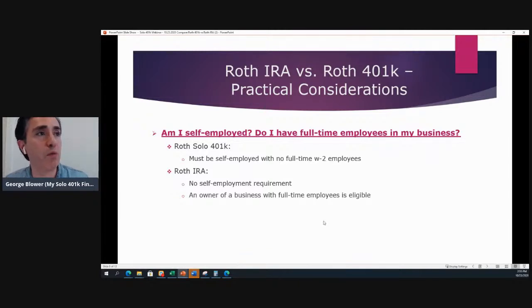We'll start to go through some of these practical considerations and scenarios to help you think through some of the differences. So am I self-employed? Do I have full-time employees in my business? Just to highlight that in order to set up a solo 401k, you have to be self-employed, meaning you're reporting self-employment income on your taxes and not have any full-time W-2 employees working for you. Whereas with a Roth IRA, there's no self-employment requirement. And on the flip side, you could actually have your own self-employed business, but let's say you've got full-time employees, and so that precludes you from setting up a solo 401k. You could still set up a Roth IRA. So those are the couple points there on this slide.